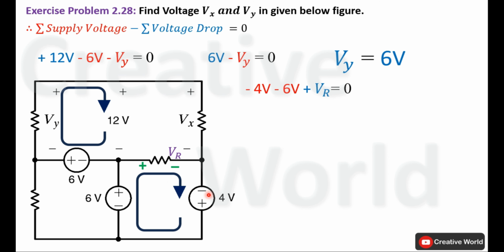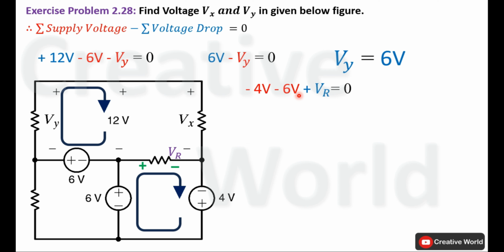I will start from here. Current entering terminal is negative, so voltage across this voltage source will be taken with minus sign, minus 4 volt. Move to the next voltage source. Current entering terminal is negative, so voltage of this voltage source will also be taken with minus sign, minus 6 volt. Move to the next element. Current entering terminal is positive, so Vr will be taken with positive sign.